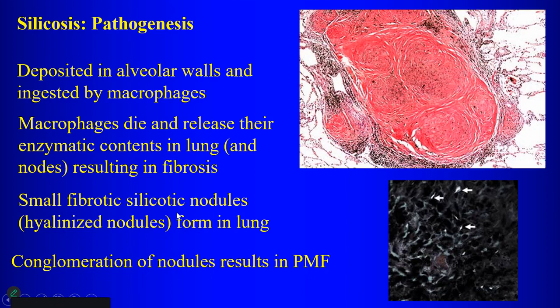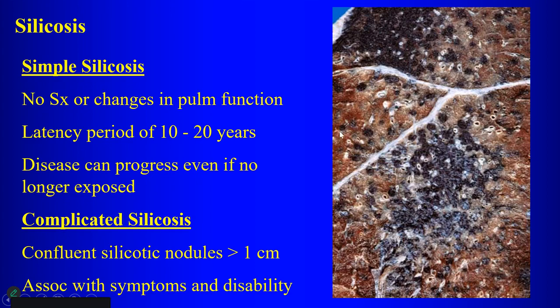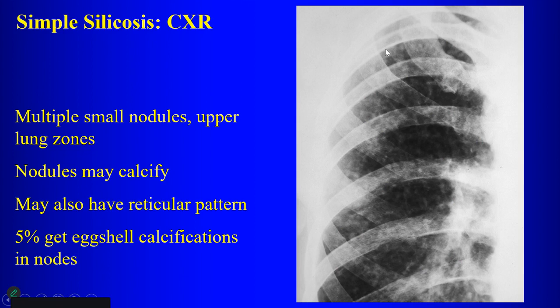So small fibrotic silicotic nodules occur with silicosis. When these nodules coalesce, they can form larger opacities, which are areas of progressive massive fibrosis. There's simple silicosis, where you have small nodules, usually no symptoms or changes in pulmonary function. And then there's complicated silicosis. If you have confluent nodules greater than 1 centimeter, then that's more likely to be associated with symptoms and disability. With simple silicosis, we'll just see small nodules. Again, it tends to have an upper lung distribution. And then the eggshell calcifications, changes in the lymph nodes.